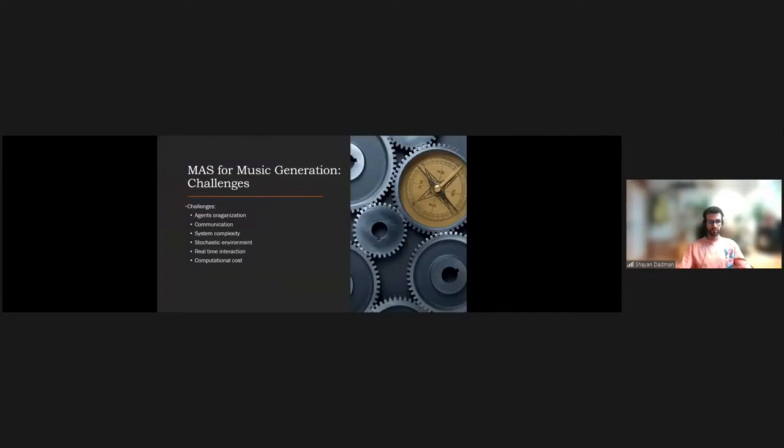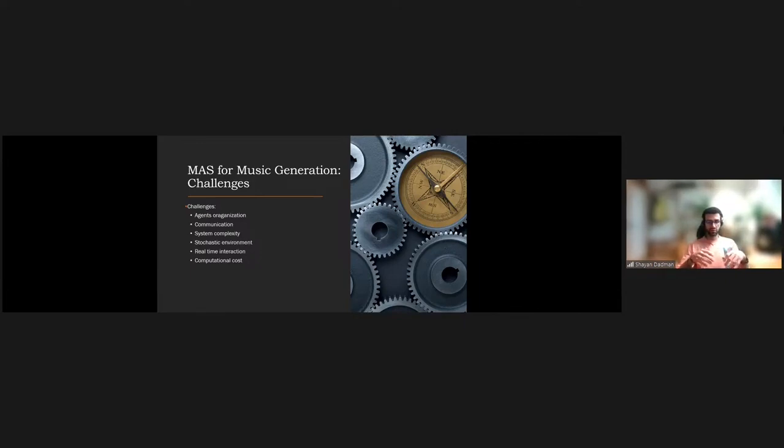However, the MAS for music generation involves many challenges. The agent organization, which is the first challenge, refers to coordinating the output of these agents to produce a coherent and meaningful musical composition. This coordination can be particularly difficult since each agent may have its own set of rules and objectives. Besides, they may operate at different levels of abstraction and temporal scales. We can address this challenge by utilizing a hierarchical coordination mechanism with higher level agents responsible for integrating the output of lower level agents.